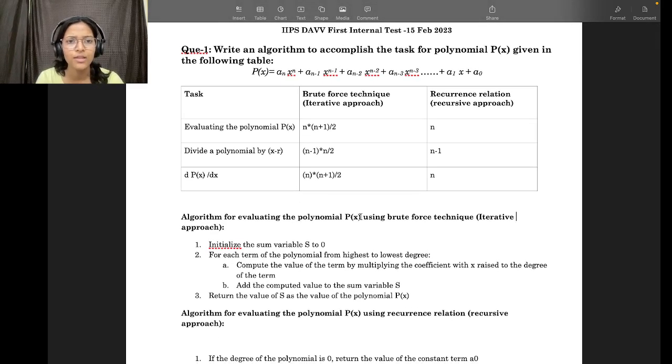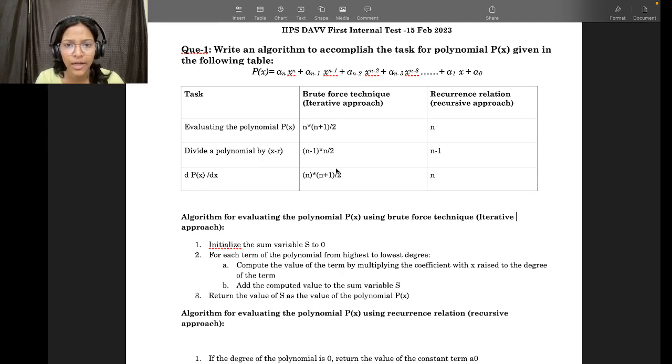Now the first question is: write an algorithm to accomplish the task for polynomial P(x) given in the following table. The polynomial is P(x) = a_n x^n + a_(n-1) x^(n-1) + ... + a_0. The tasks are evaluating the polynomial P(x), dividing the polynomial by x minus r, and finding the differentiation of P(x) with respect to x.